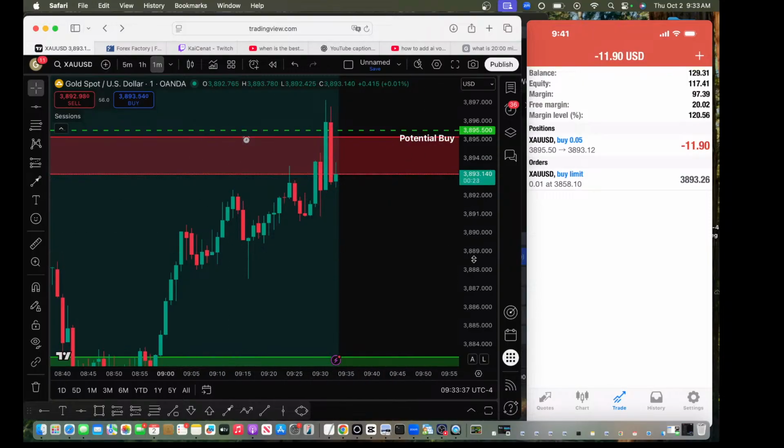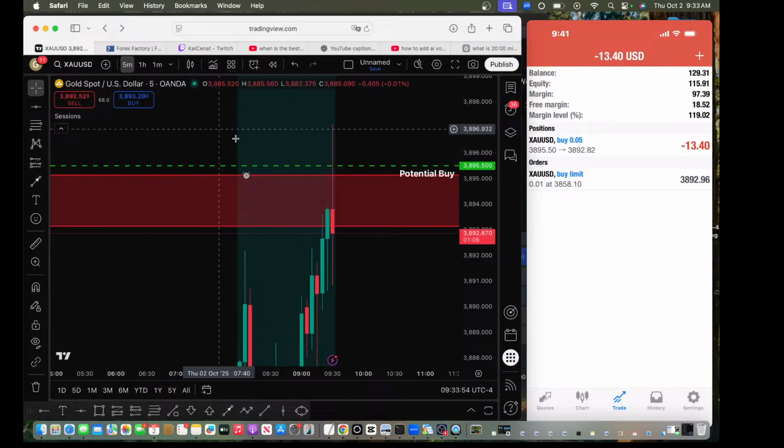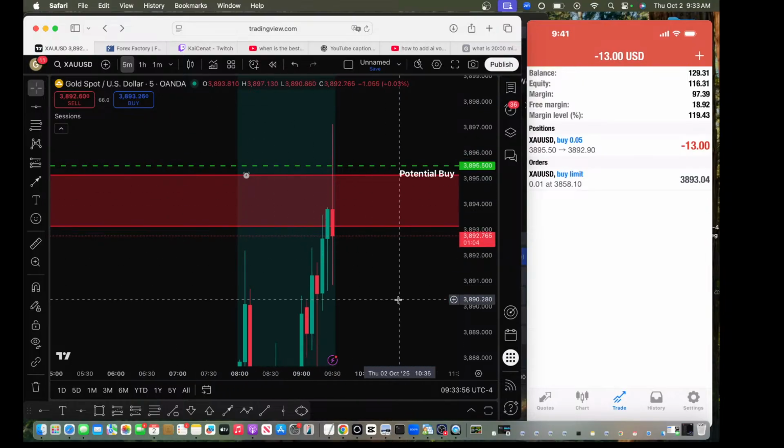Yeah, I think they might have got me with that one, y'all. So the reason I took that entry is because I saw a bullish engulfing breaking through here, and I should have waited for the close of that 5 minute candle. I'm tripping. I'm really bugging. But I think I'm still good.